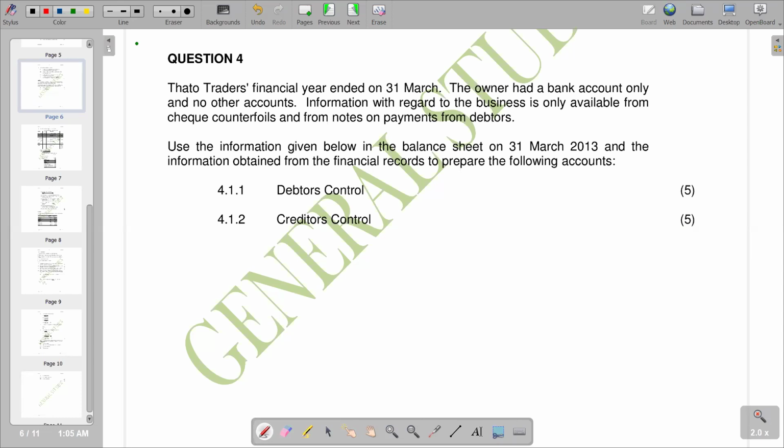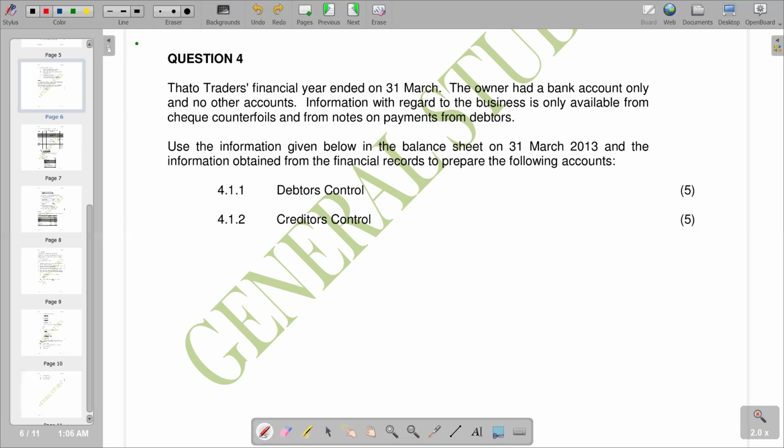In this video, we want to look at a question on incomplete records. The question reads: Tato Traders' financial year ended on 31 March. The owner had a bank account only and no other accounts. So we see an indication that there are no other accounts, indicating that it's a question on incomplete records, with information only available from cheque counterfoils and from notes on payments and from debtors.